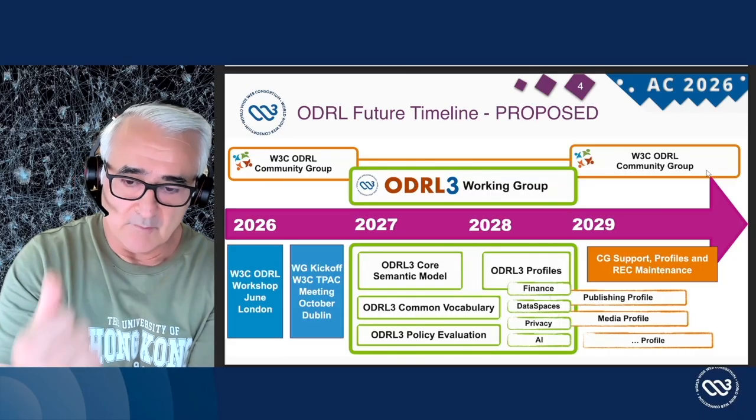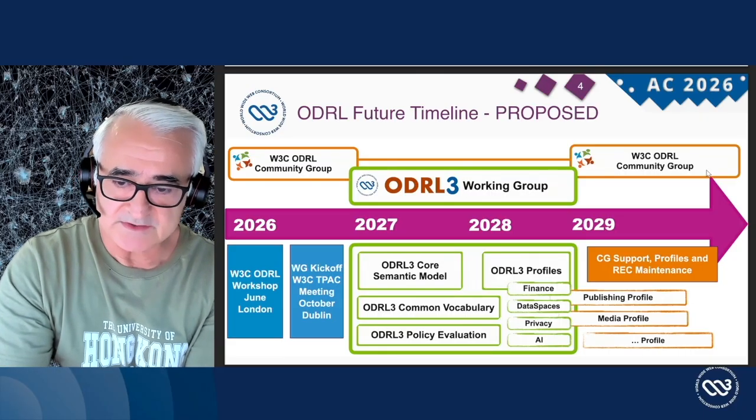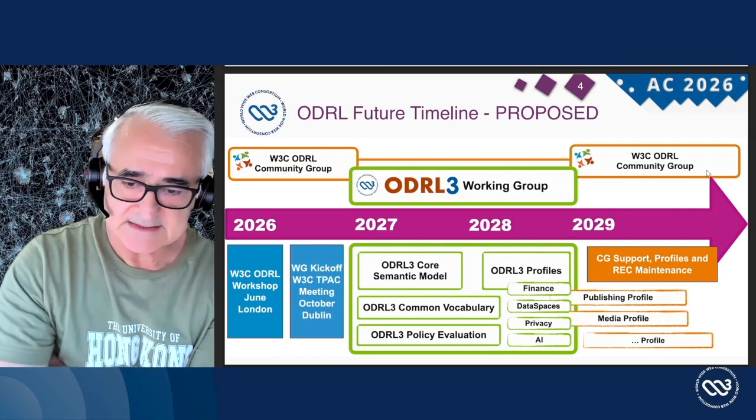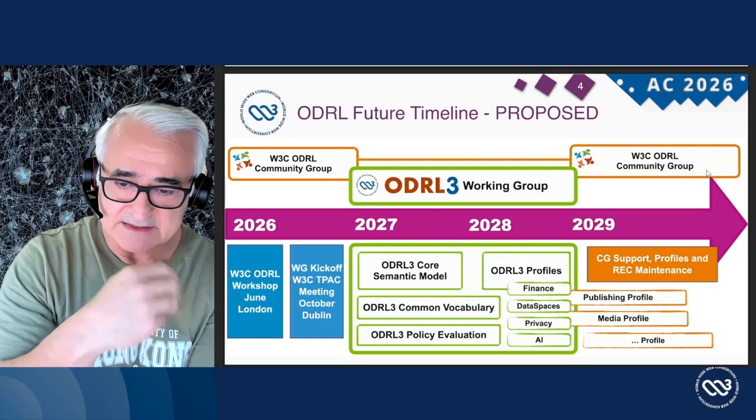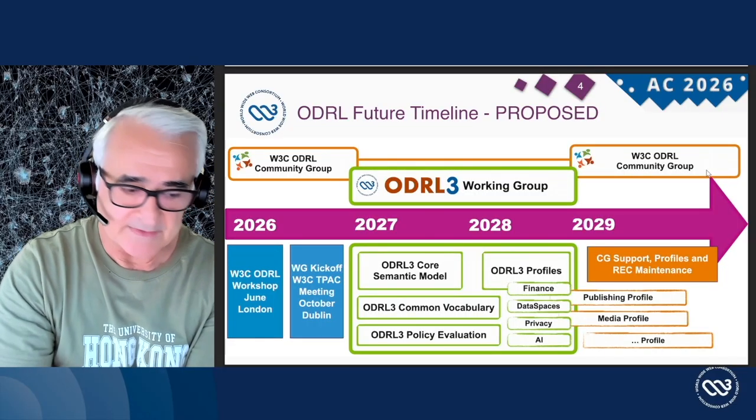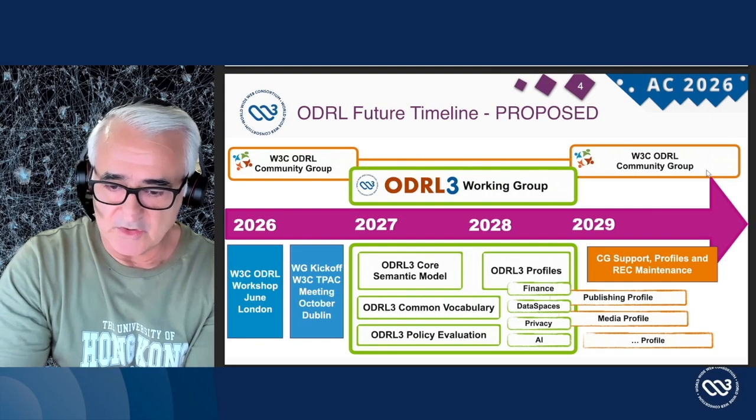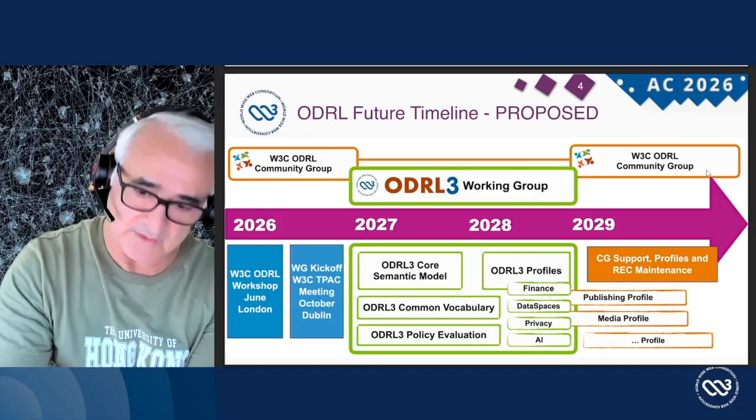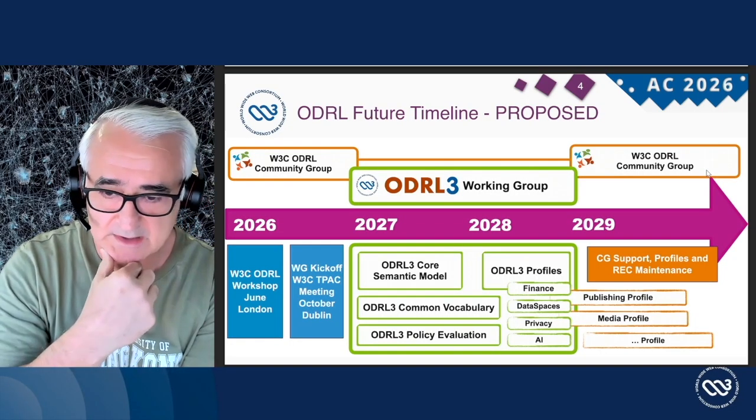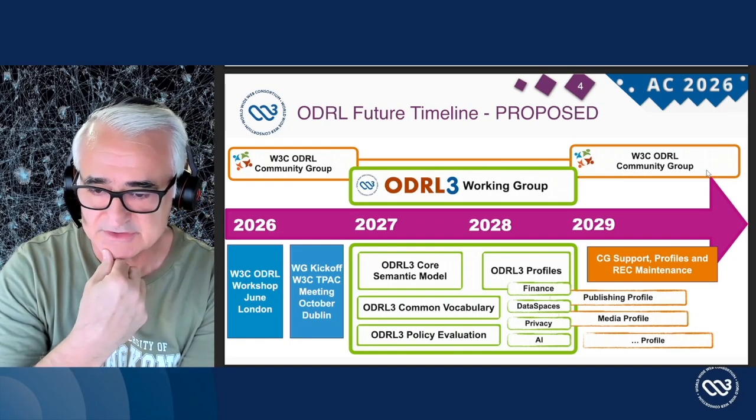And also a more robust way to define profiles, because every community defines a specific profile for their use cases. Finance has done that with market data, but we want to have a more formalised way to create those profiles, so that community groups like the data spaces, privacy and AI, or whoever is in those green boxes decide to do that, we have a more robust way of producing those.